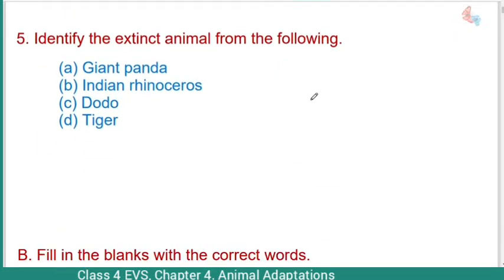Fifth question, identify the extinct animal from the following. Giant panda, Indian rhinoceros, dodo, tiger. Answer is dodo. It is the extinct animal. Its name is dodo, D-O-D-O.